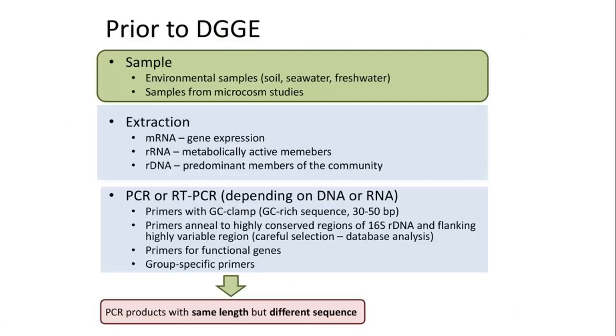So this is the step which I already discussed in the previous slide: the sample is first extracted from the environment, the DNA and RNA must be extracted from the environmental sample, and they are now subjected to DGGE experimentation.